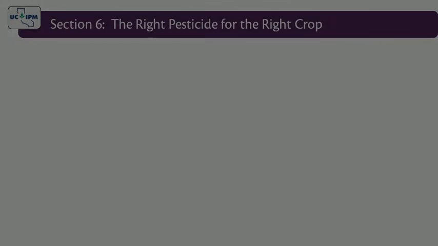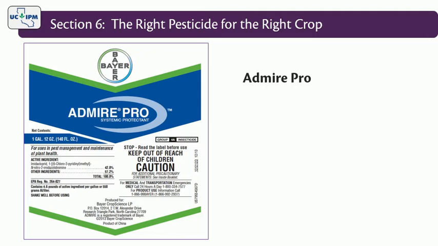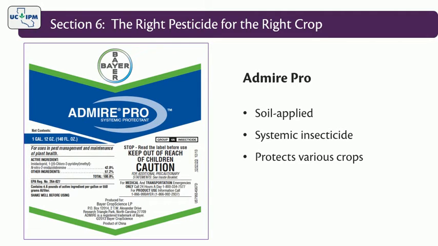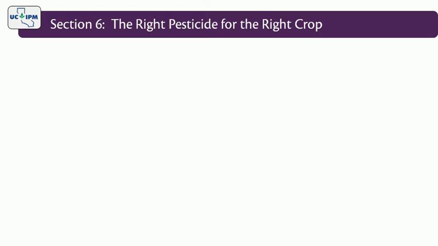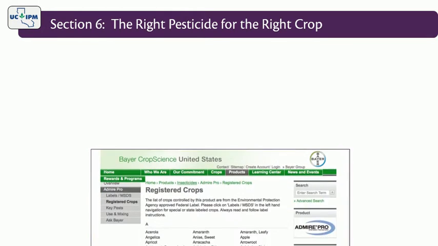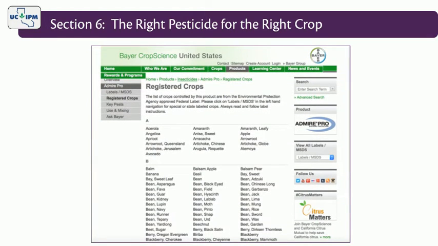Here is a label for Admire Pro. It is a soil-applied systemic insecticide used to protect various crops against many insect pests. If you look for information for this product or any product online, you can get lots of details. For example, here's a list of crops for which this particular product is registered.